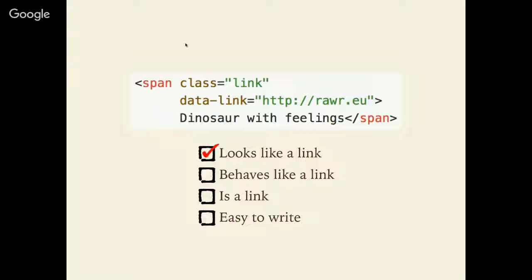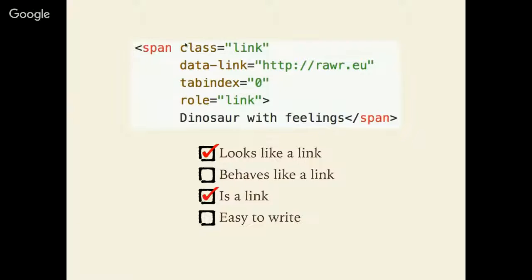And as you all know, a span and a div are just semantically meaningless elements. It's not really easy to write either, because first of all, span is 3 extra letters on top of the anchor element. We have to add the class to make it look like a link, and then we have to include a data link attribute to include other data. So it's not really easy, and to be honest, you don't really see this, but it's just an example. So we can add a couple of things to make this behave a little more like a link.